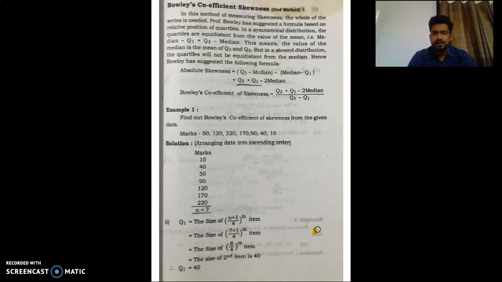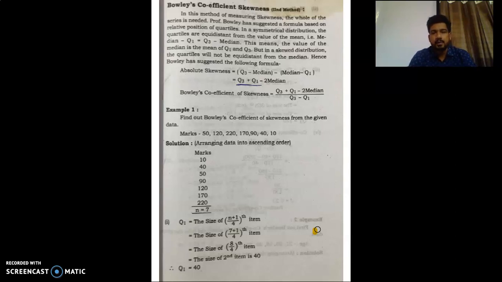We already finished Karl Pearson's method in the last 3 lectures. We allotted a separate lecture for each method, for each series: individual series, discrete series and continuous series. We already finished the problems of Karl Pearson's coefficient of skewness, part of unit number 3, skewness. Today we will go through Bowley's coefficient of skewness, the second method.